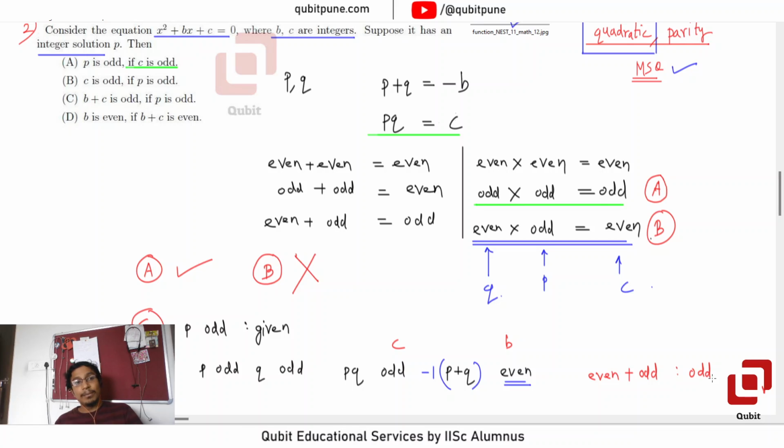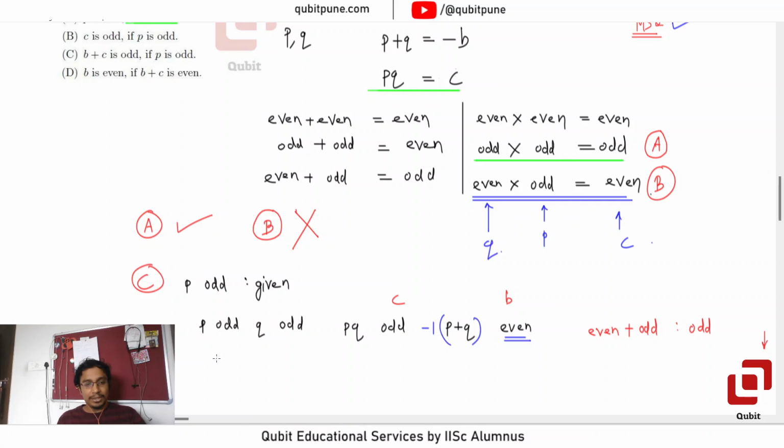But don't hurriedly mark option C because we are yet to consider another possibility. कौन सा possibility है वो? Which possibility have we not yet considered? Q even, correct. Q even का possibility नहीं consider किया. We have to do that. Now what can be said about PQ? Product will be even. How about P plus Q, the sum? Sum will be odd. Will multiplying it by -1 change anything? No.